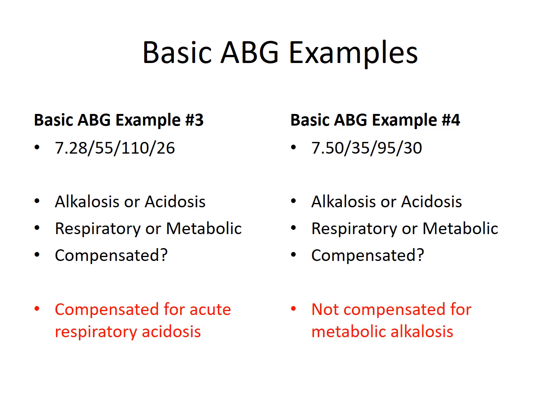Okay, if you said that ABG represents a metabolic alkalosis with incomplete compensation, you'd be correct. Using Summers' formula, we would expect the CO2 to be increased to 44. In the example, however, the CO2 is actually decreased down to 35. This patient is not compensated for their primary abnormality.